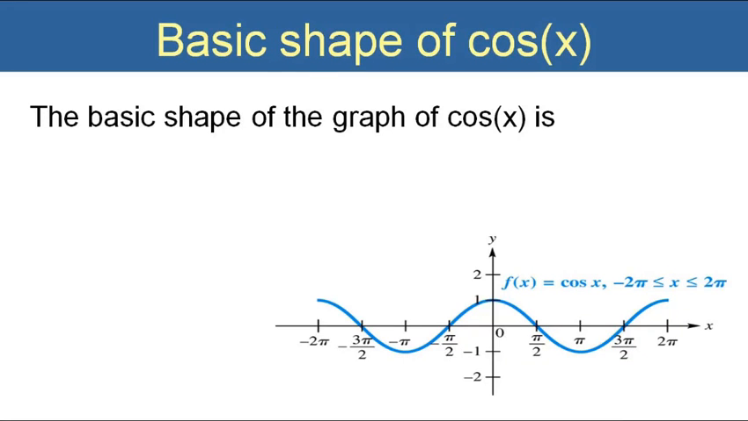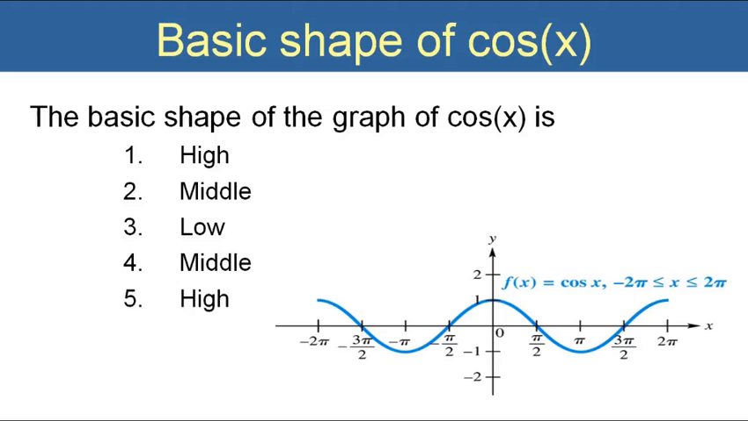Now let's talk about the basic shape of the cosine graph. You can see that it starts high, then it goes to the middle, then down low, back to the middle, and back high. So high, middle, low, middle, high.